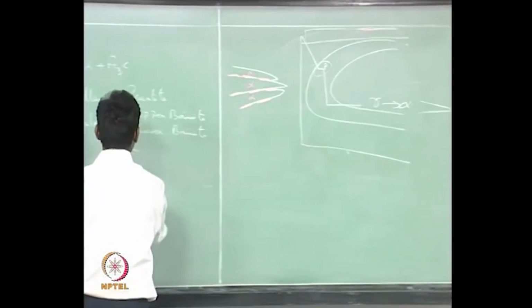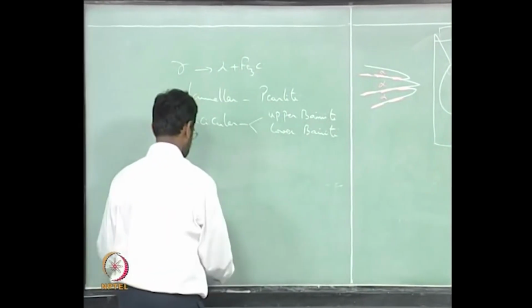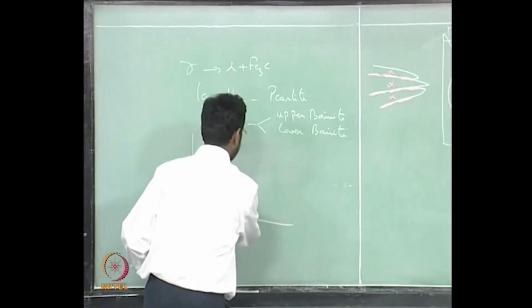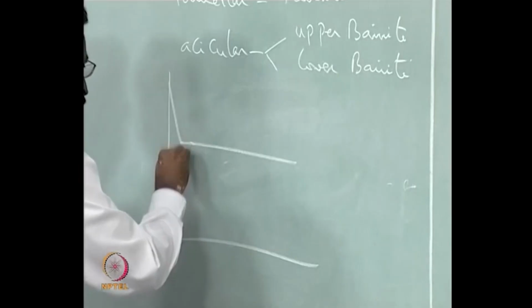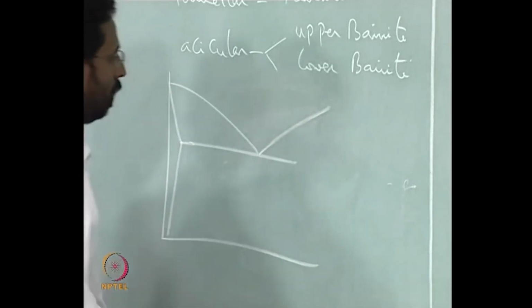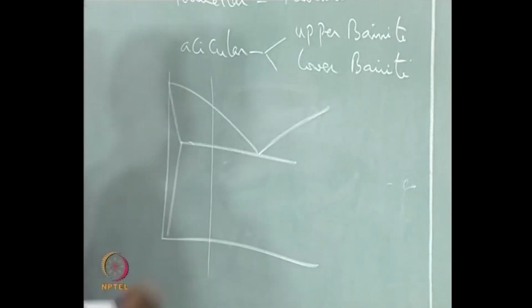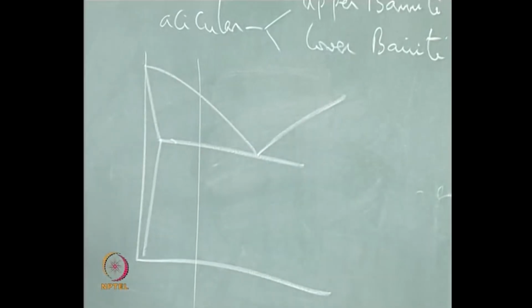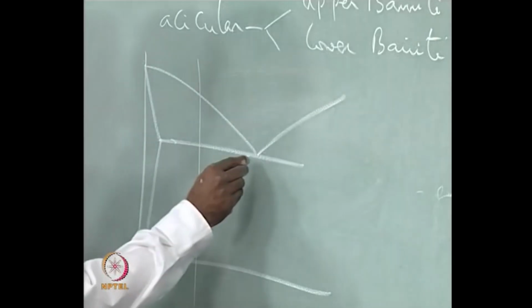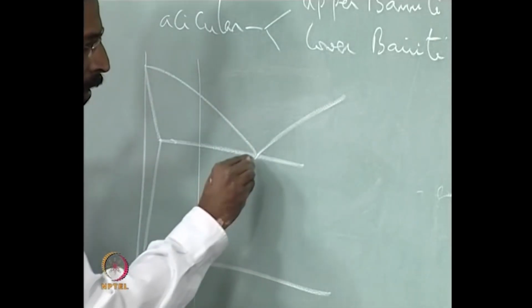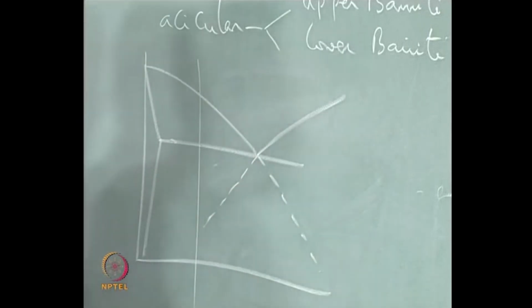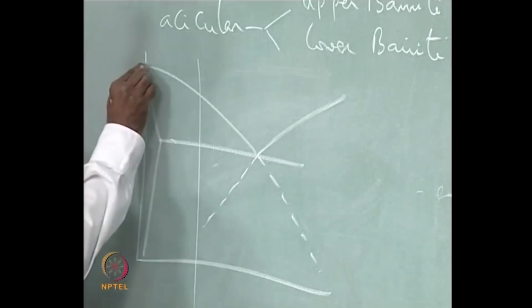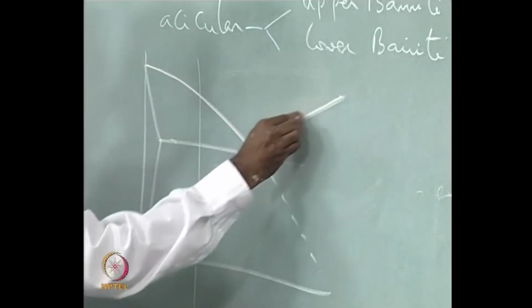Second thing is, if we look at this, we also talked about a possibility that if I take an alloy of this composition, it will directly give you perlite instead of giving you a ferrite. That can happen provided I extrapolate these two lines. What are these two lines? What is this line? A3, and this is ACM.